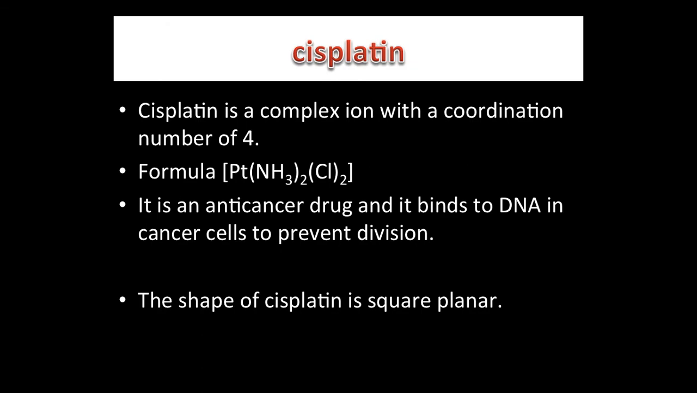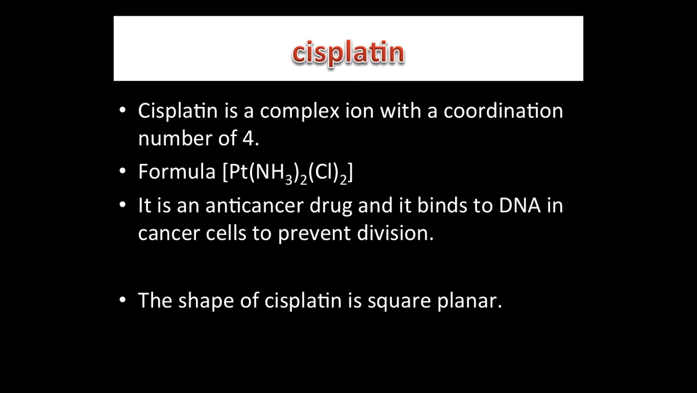It consists of 2 ammonia molecules and 2 chloride ions around a central platinum ion. It is an anti-cancer drug and works by binding to DNA in cancer cells and preventing it from replicating. The complex ion itself has no overall charge because the 2- on the chloride ions cancel out the +2 on the platinum.